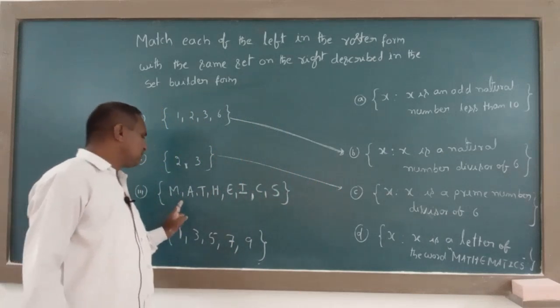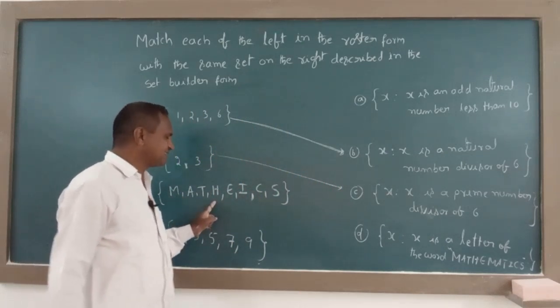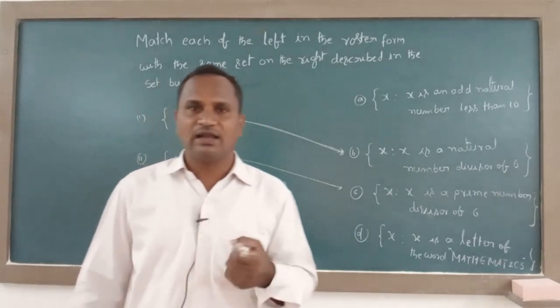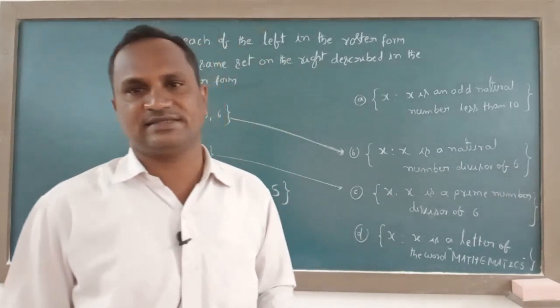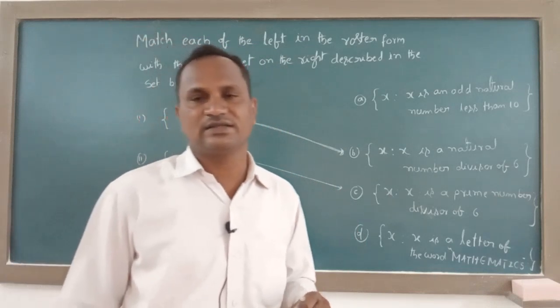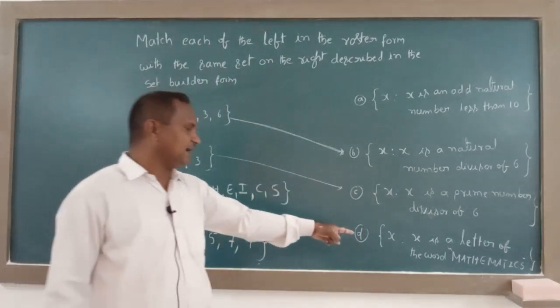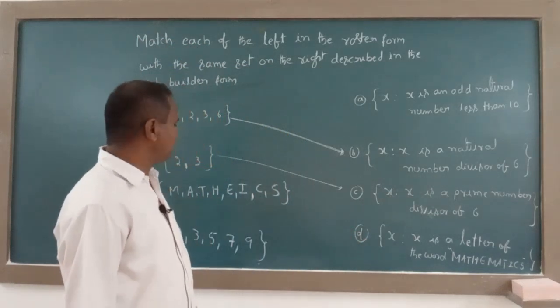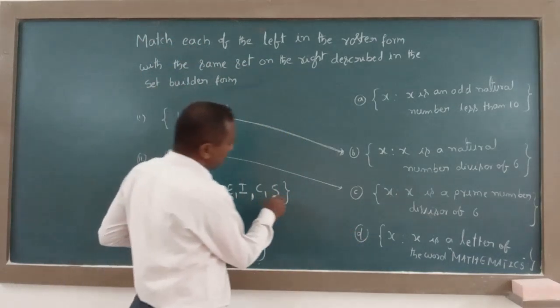Next, M, A, T, H, E, I, C, S. These are all the letters of the word mathematics. Last, D is there. X is a letter of the word mathematics. That's why the third question is mapped to D.